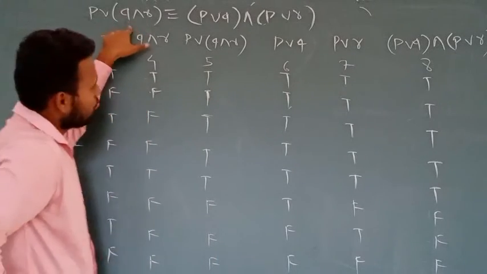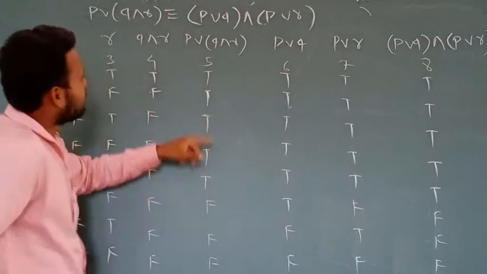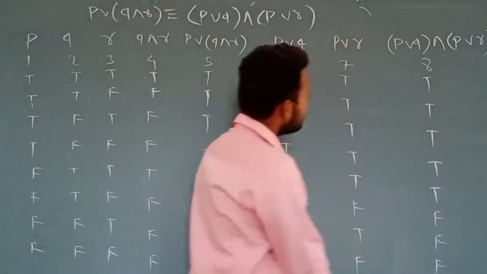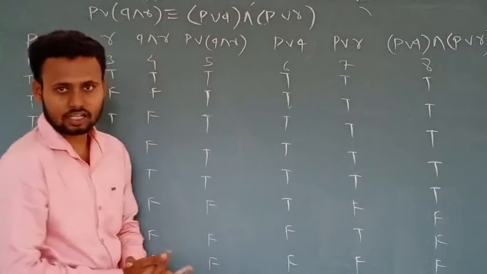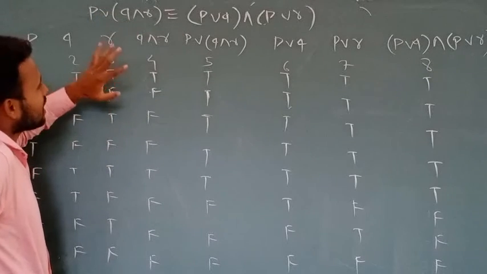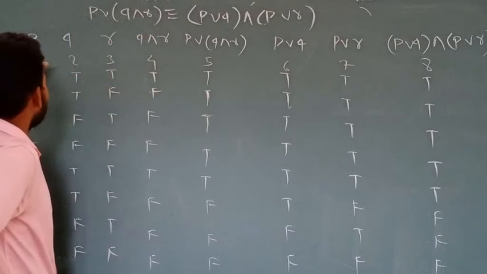When the truth values in their respective columns are equivalent, then we say that the given statement patterns are equivalent. Therefore, first we make the truth table. In the given statement pattern there are three statements P, Q, R, therefore we take P, Q, R.